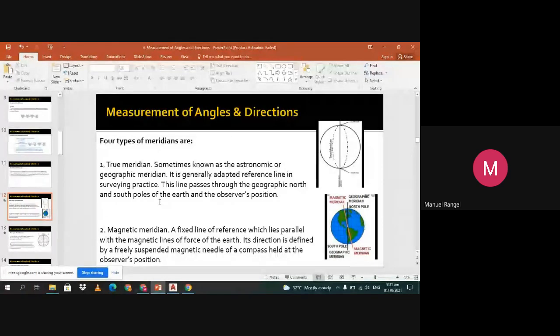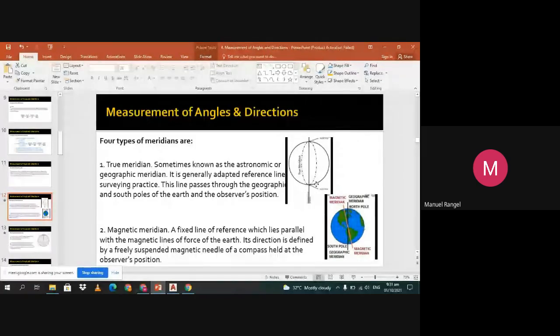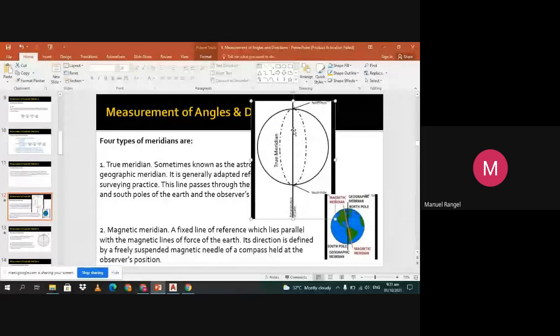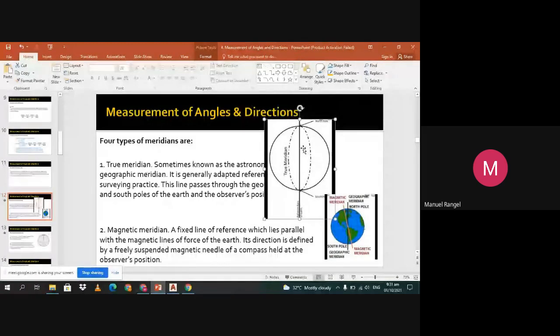Number 1, we have the true meridian, sometimes known as the astronomic or geographic meridian. It's the generally adopted reference line in surveying practice. This line passes through the geographic north and south poles of the Earth and the observer's position. Hindi siya false, hindi siya fake, true siya, no? Passing from the North Pole to the South Pole, there is the rotation axis. Ang pinaka basis sa astronomical mga survey.